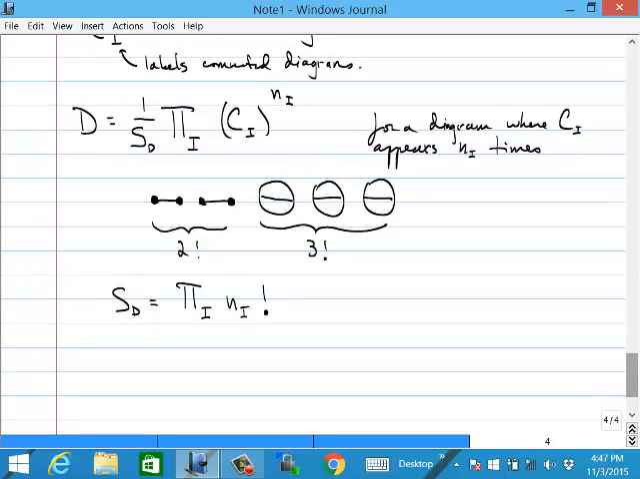Okay. So that means that a general diagram where you have the connected diagram Ci appearing Ni times is given by the product over I of 1 over Ni factorial times Ci to the Ni. Everyone with me so far?